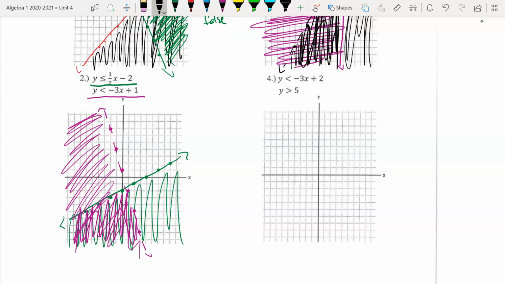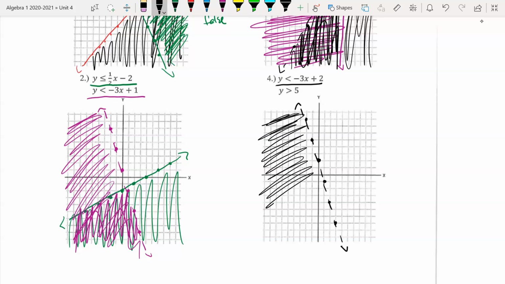All right, last one. Y less than negative 3x plus 2. I'm going to start at positive 2. Then I'm going to go down 3, right 1, down 3, right 1, down 3, right 1. Or I can go up 3, left 1. Dashed line. I can use a test point, or I can shade intuition says below, so I'm going to shade everything below the line.